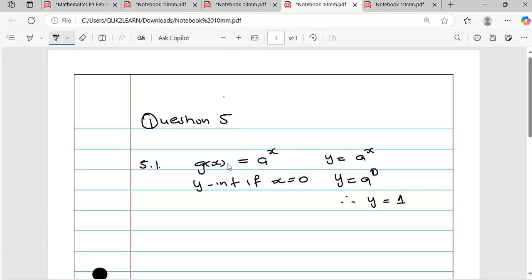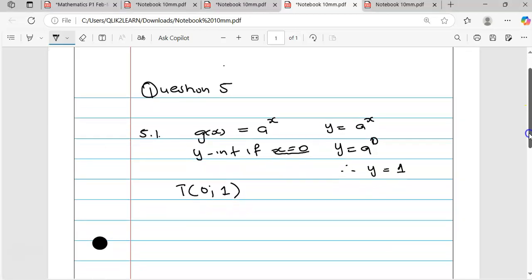We know that the coordinates of T will be what? If x is 0, therefore y is 1. That is the coordinates of T. That's how you collect those 2 marks.